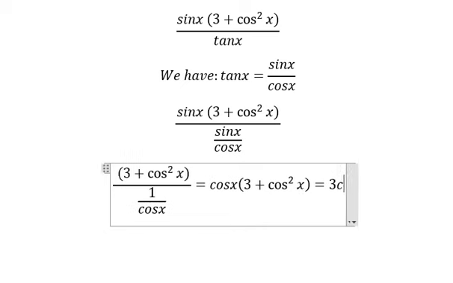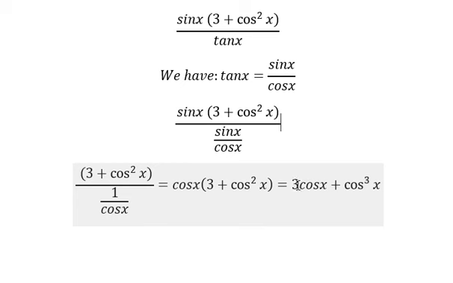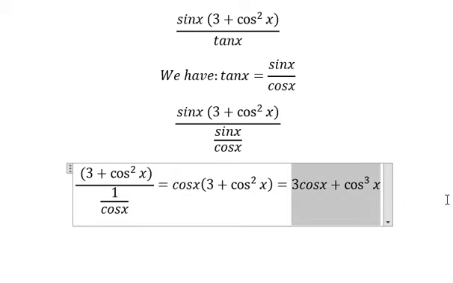This one we have 3 cosine x and we have cosine x to the power of 3, and that is the final answer. This is the end.